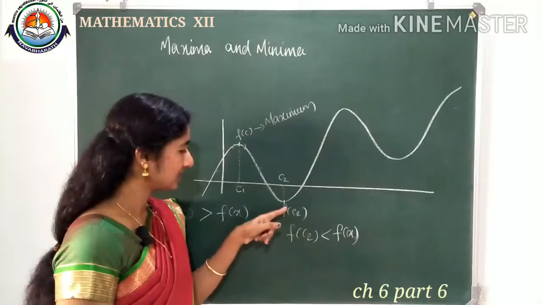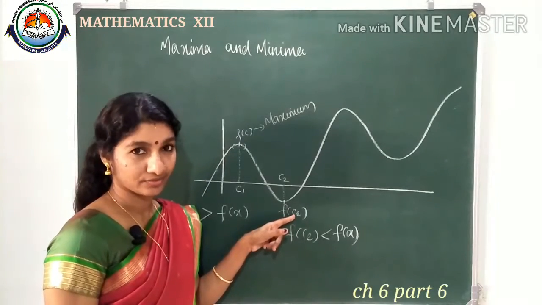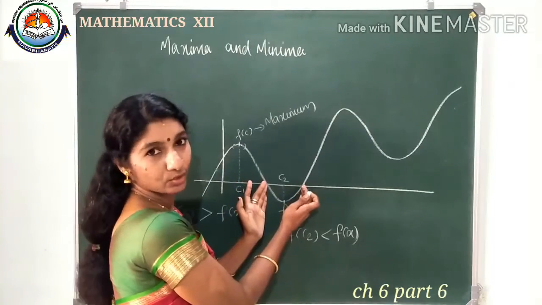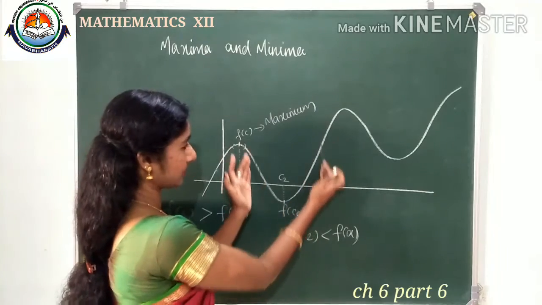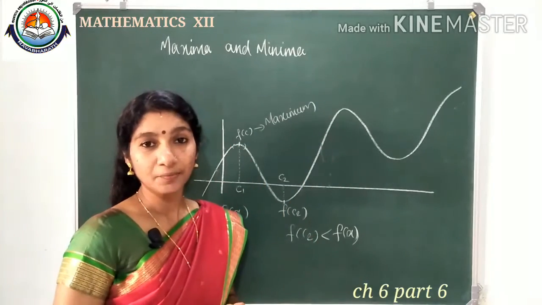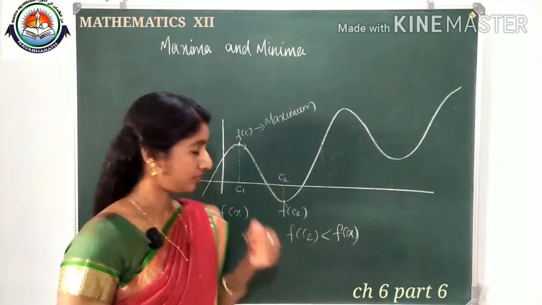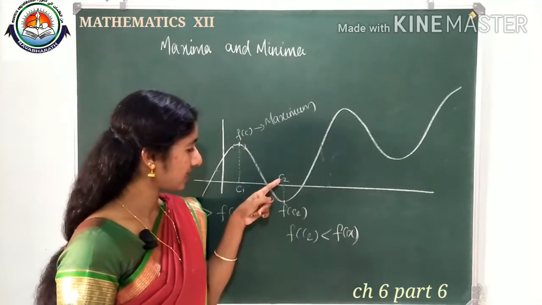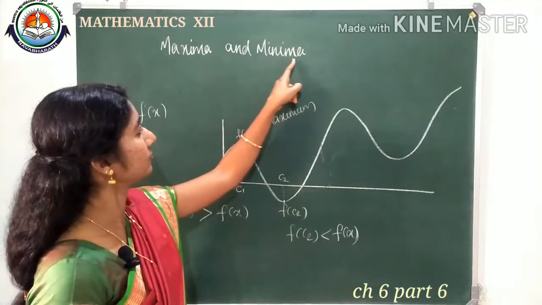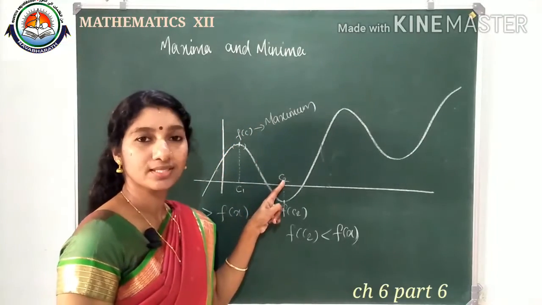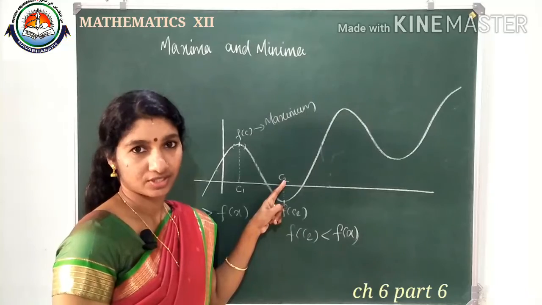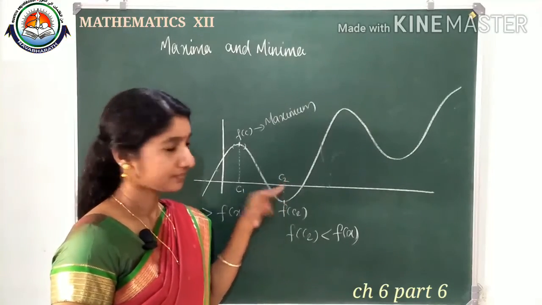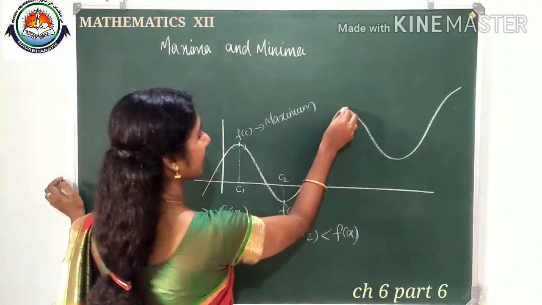So we will call this a minimum value of the function in this particular interval, up to this interval. It has a minimum value, that is f of C2, or we will say it has a minima, and the point of minima is C2. C2 is a point of minima of this function. Clear?